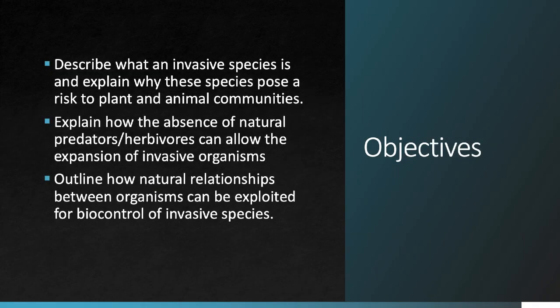In this video, we'll look at what an invasive species is and why these species pose a risk to plant and animal communities. We'll look at how the absence of natural predators and herbivores can allow the expansion of invasive organisms. And finally, we'll look at how the natural relationships between organisms like this can be exploited for the biocontrol of invasive species. In particular, we'll look at a specific case study of tamarisk, an invasive tree species that has taken over the banks of many western waterways.